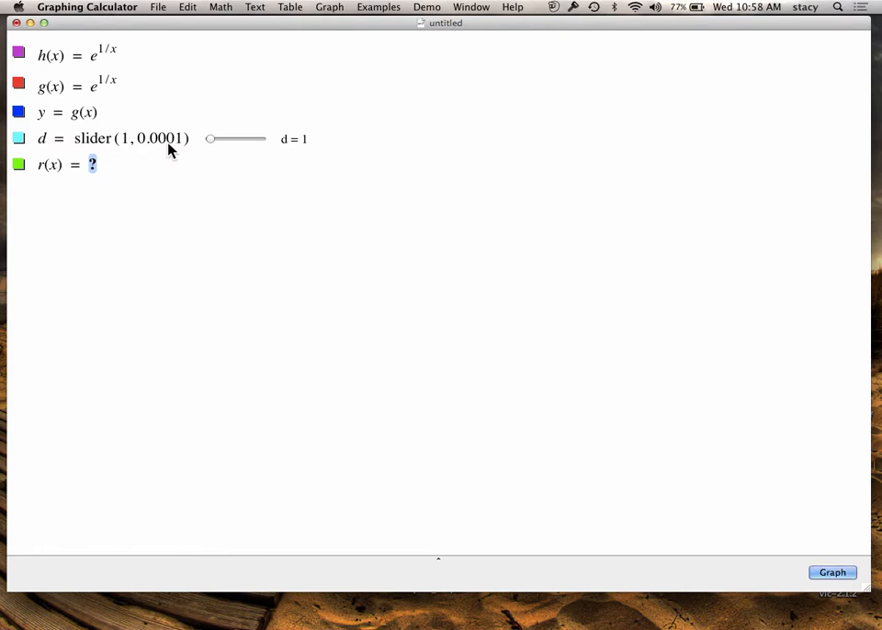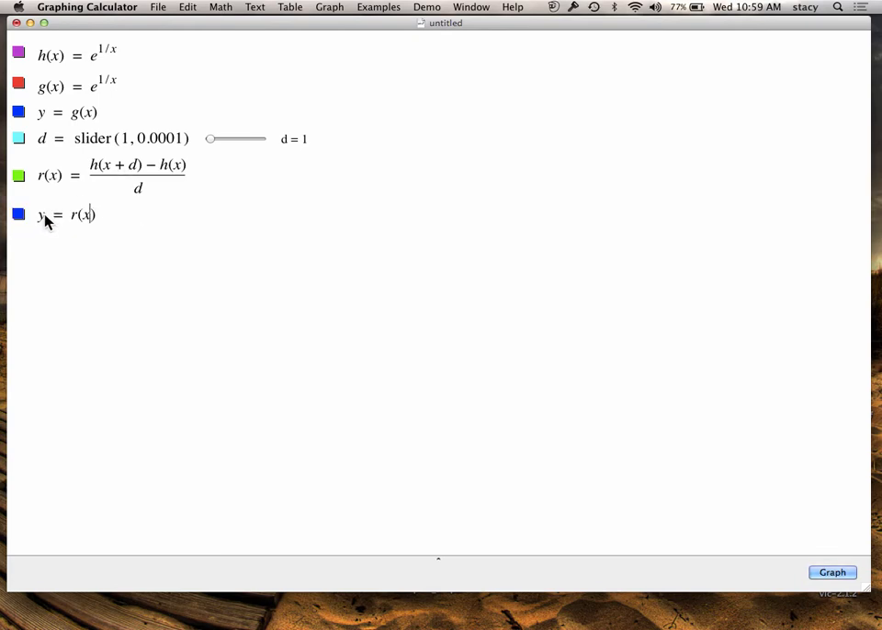But what's f? I don't have an f. I want to find the rate of change function for my function h. So what is the rate of change definition? H of x plus d, because h is the function name, minus h of x, all divided by d. Okay, and so now I can graph y equals r of x.